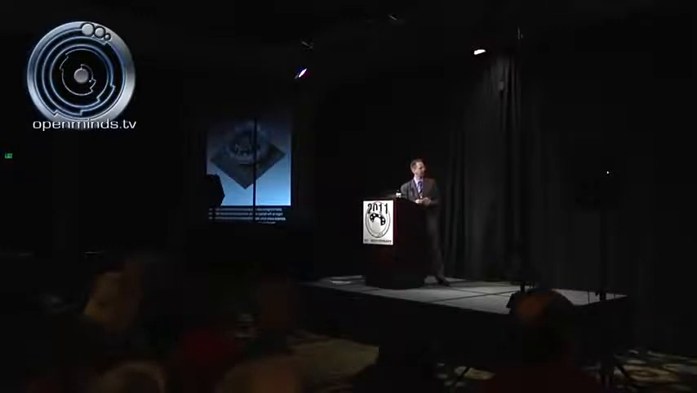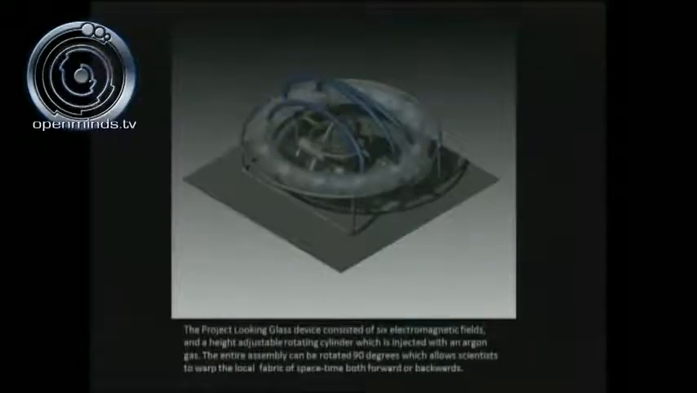Now, this is a SolidWorks rendering of the Looking Glass device. You'll notice that there's this toroid or donut ring-shaped device, and inside this, we have multiple permanent electromagnets. This is consistent with 6 electromagnetic fields that form above this device. There is an up and down actuating rotating cylinder, so it's a height adjustable rotating cylinder which is attached to a 3-axis gimbal system. That's the general layout of the Looking Glass device.